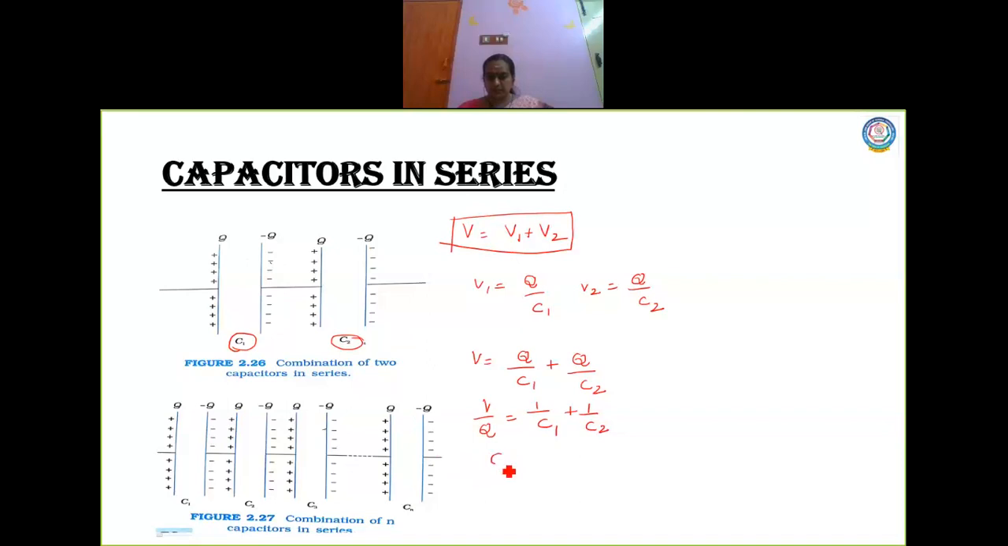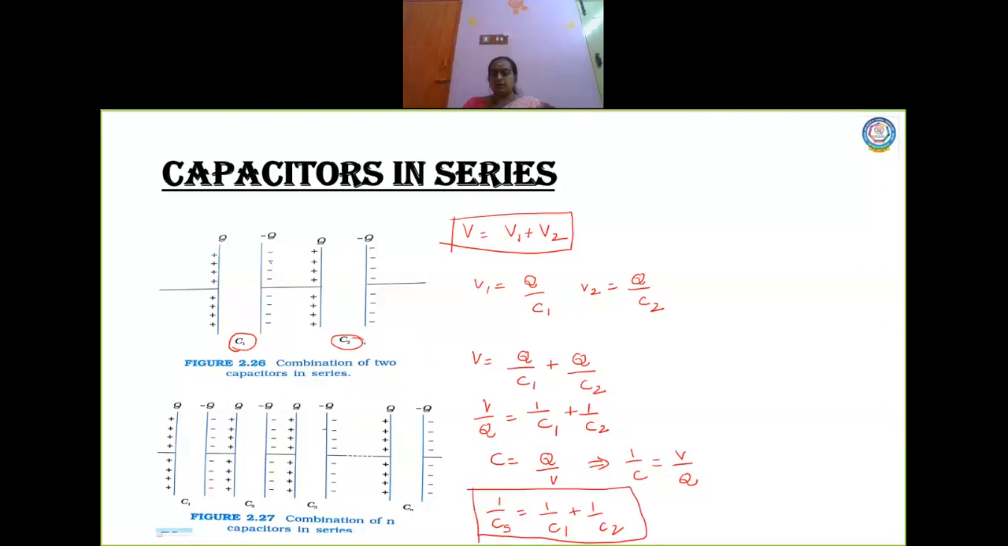So the effective capacitance of this combination will be C is equal to Q by V. In that case, I want here V by Q. So V by Q is nothing but 1 by C, right? 1 by C is equal to V by Q. Now substitute. So I have the effective capacitance to be 1 by, now here it is connected in series, right? So I can also write 1 by Cs is equal to 1 by C1 plus 1 by C2. So this is the effective capacitance of the capacitors that are connected in series.